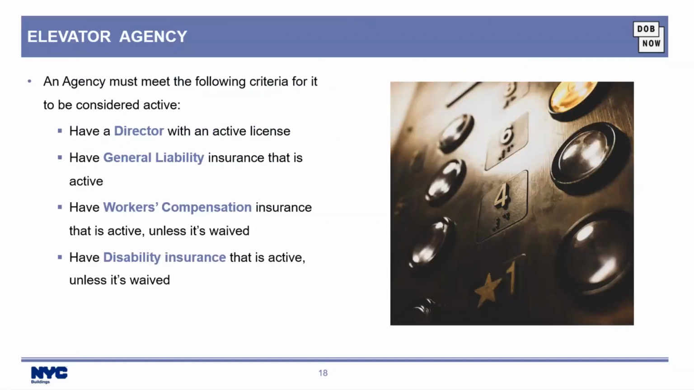So as a summary, an agency must meet the following criteria for it to be considered active. It must have a director with an active license. It must have general liability insurance that is active. It must have workers' compensation insurance that is active, unless it's waived. And it must have disability insurance that is active, unless it's waived.